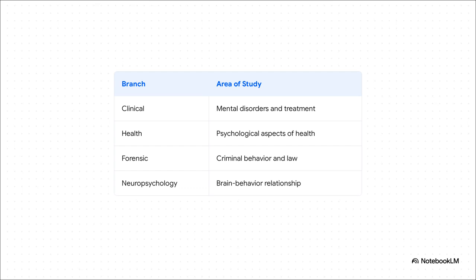Forensic psychology applies these principles to the legal system and criminal behavior. And finally, neuropsychology explores the profound relationship between the brain and behavior, looking at things like brain injuries. These fields tackle highly specific, intense challenges, reminding us of the biological realities underlying human behavior.